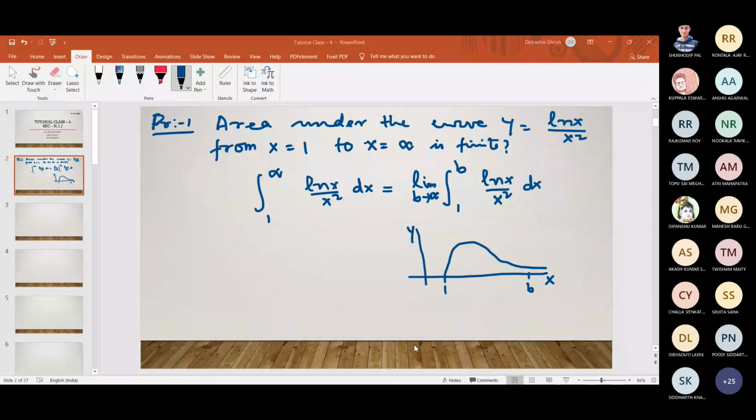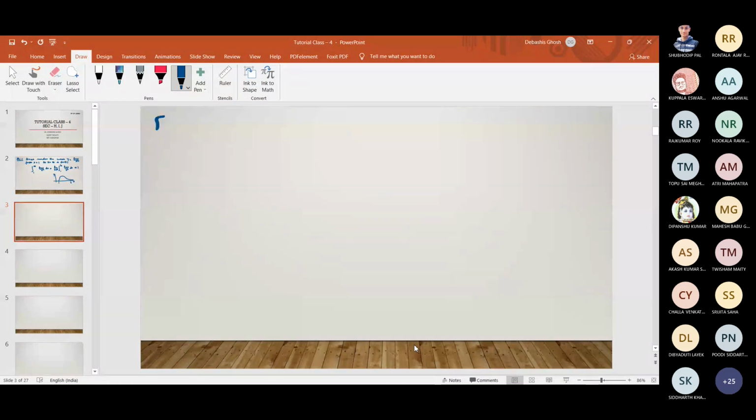Yes, sir. If we come to another problem, it is area under the curve.